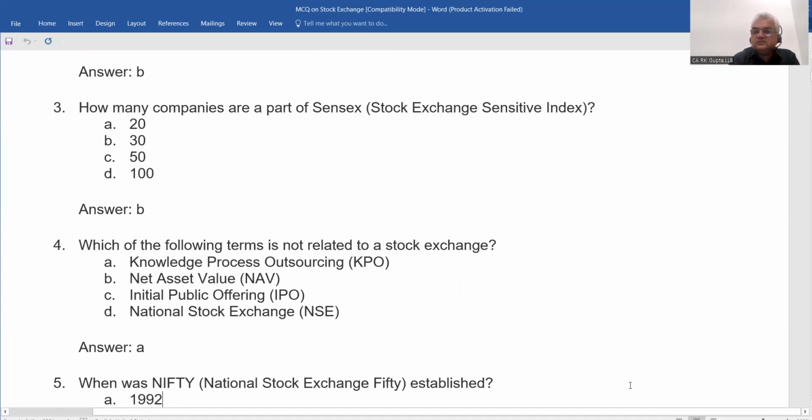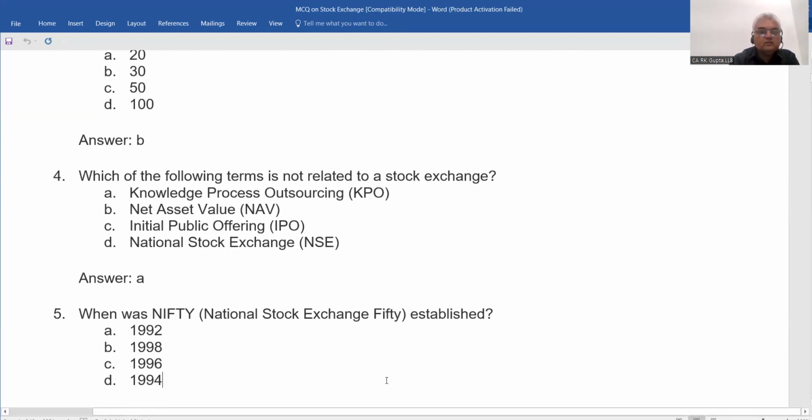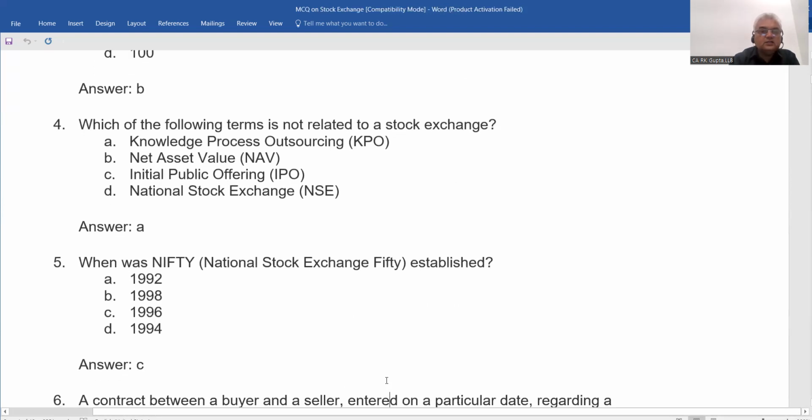So when was Nifty established? Nifty कब established हुआ था? 96. 96 में हुआ था, right?